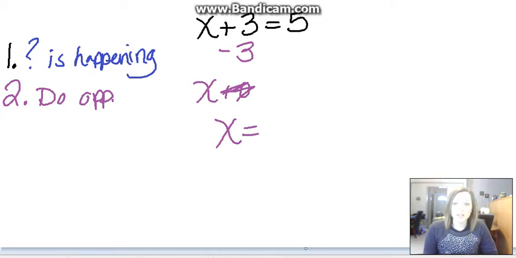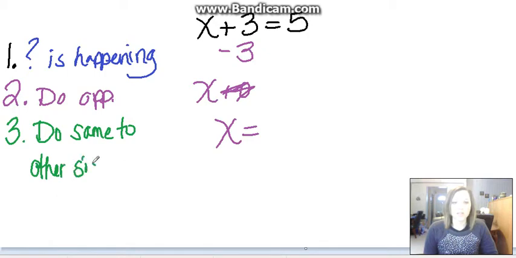Now, the third step is whatever you do to one side, you have to do to the other side. So you do the same to the other side. And the reason for that is an equal sign is like a balance. So remember, with a balance, you have two things balanced. If you subtract something from one side, you need to subtract from the other side. If you add something, you need to add something to the other side. It doesn't matter what you do, as long as you do the same thing to both sides, the balance will be fine.